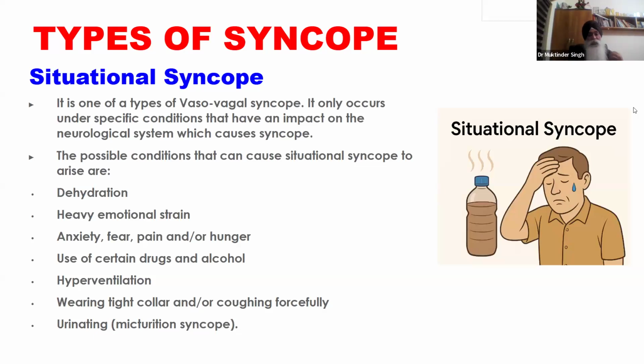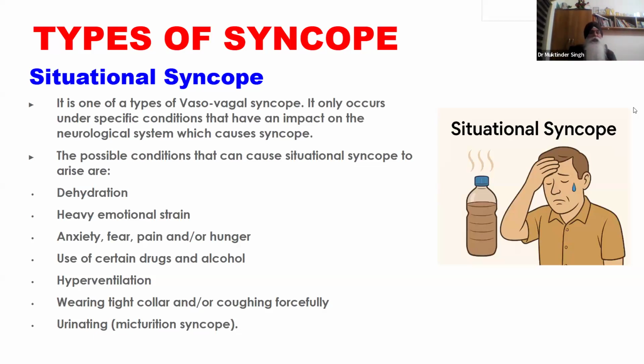Sometimes patients faint in extreme stress, anxiety, fear, pain, or hunger. So whenever someone is hungry, has not taken adequate food or adequate water, and due to some anxious conditions or due to some fear, there is a sudden loss of blood pressure to the brain, and then it causes the syncope. Then certain drugs or alcohol, sometimes people faint after taking some drugs or alcohol.